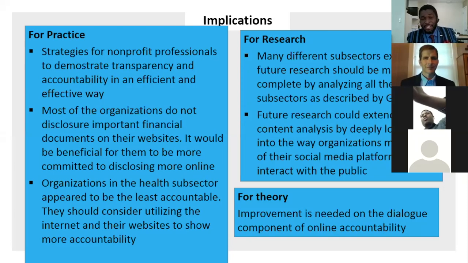And for theory, finally, improvement is needed on the dialogue component of online accountability, because this is where most of the nonprofits struggle. They do not interact a lot with their stakeholders. So maybe if organizations could have a way to interact, to organize monthly meetings, for example, every month, meeting with stakeholders in a way for them to participate in some sort of decision making, that would make them feel valued and feel considered and feel like they are also contributing in the way organizations are being run. And this builds that relationship that is highly needed in the nonprofit world.